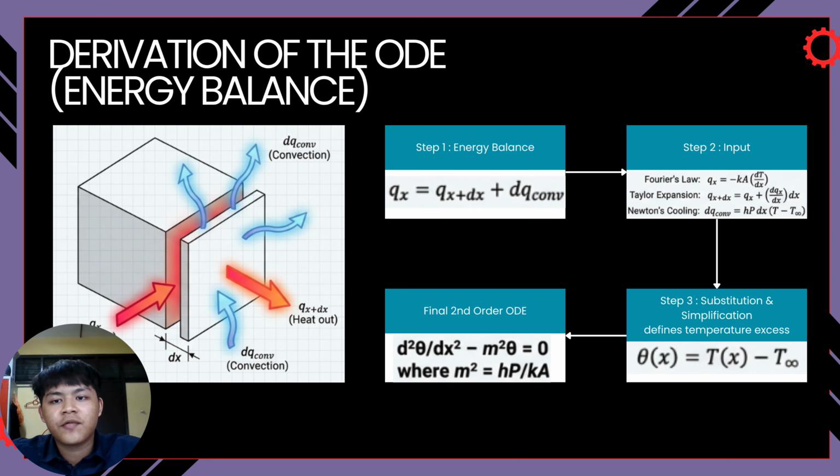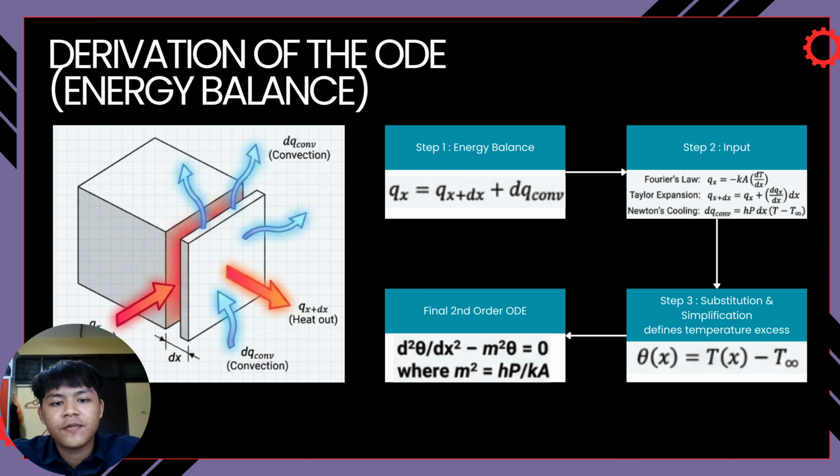After we got the equation, we work out the inputs. Conduction is given by Fourier's law, where Qx equals negative kA multiplied by dT over dx. The heat leaving the slice, Q at x plus dx, is just Qx plus a small correction term from a Taylor expansion. And the convective loss is given by Newton's law of cooling, where dQ convection equals hP dx multiplied by T minus T infinity. After we substitute the inputs into our equation, we simplify.